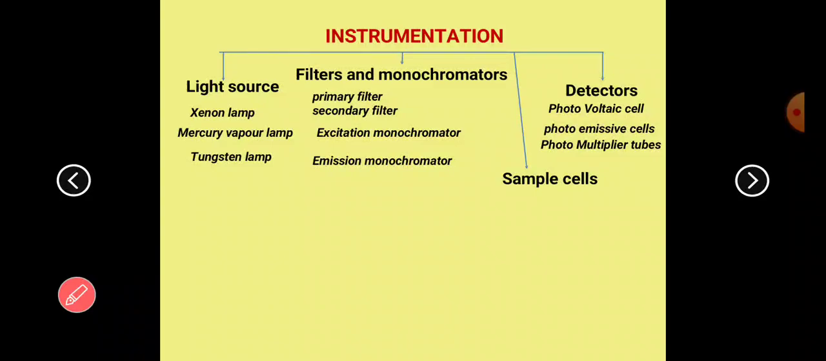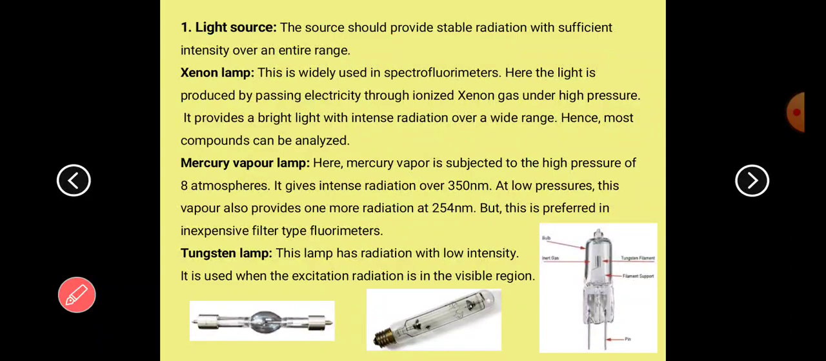Let us see the different components in fluorimetry one by one. First one, light source. The source should provide radiation with sufficient intensity over an entire region. In such a way, the light source should be selected. Here there are three types of sources in fluorimetry: xenon lamp, mercury vapor lamp, tungsten lamp.